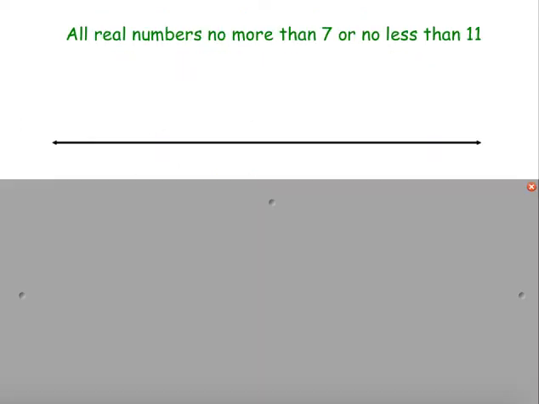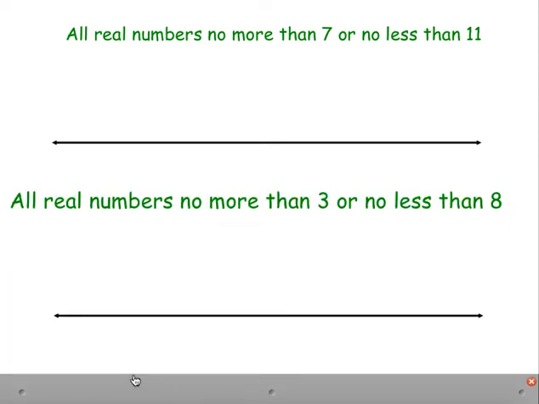All right, so just a couple more examples here. All numbers no more than 7 or no less than 11. And then all real numbers no more than 3 or no less than 8. Both of these are disjunctions. We would say x needs to be no more than 7, so it can't be more than 7, meaning that it can be less than or equal to 7. And then x needs to be no less than 11, so it can't be less than 11, so it needs to be greater than or equal to 11.